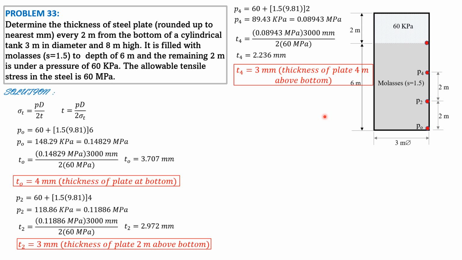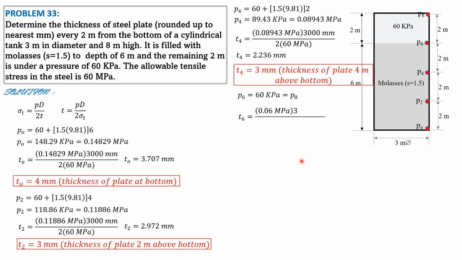Then P sub 6, which is equal to P sub 8, because this is now the airspace subjected to 60 kilopascals. The pressure is 60 kilopascals, or 0.06 megapascals. So therefore P sub 6 is 60 kilopascals. That's also equal to P sub 8 here. So the thickness is the same for this portion of the tank for the last 2 meters.